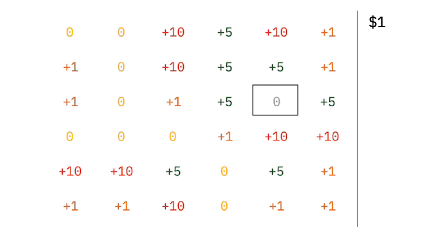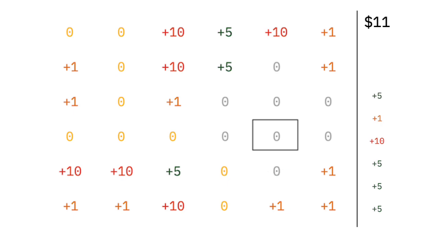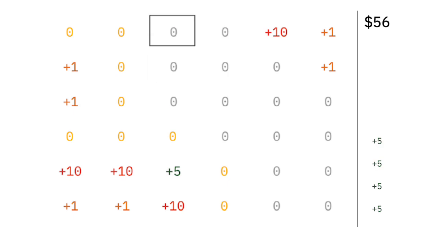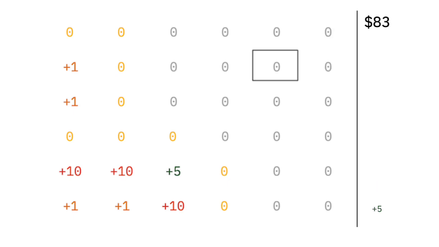Push the neighbors. Pop, and so on. Let's just watch the algorithm play out from here. And finally, the stack is empty. We're done with a score of $88.